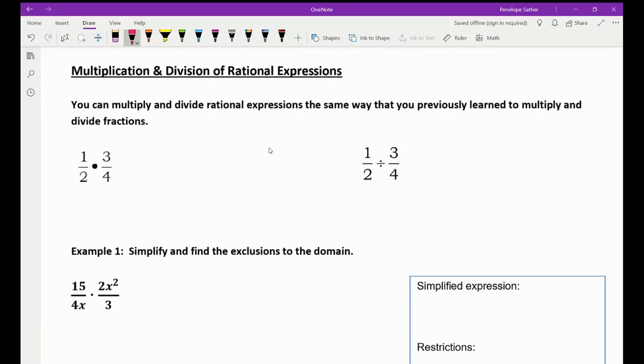So like we were mentioning yesterday, everything you learned to do with fractions when you were younger, we're doing them again, but this time with polynomials. So let's first practice a little bit of multiplication and division, just like you did way back when.